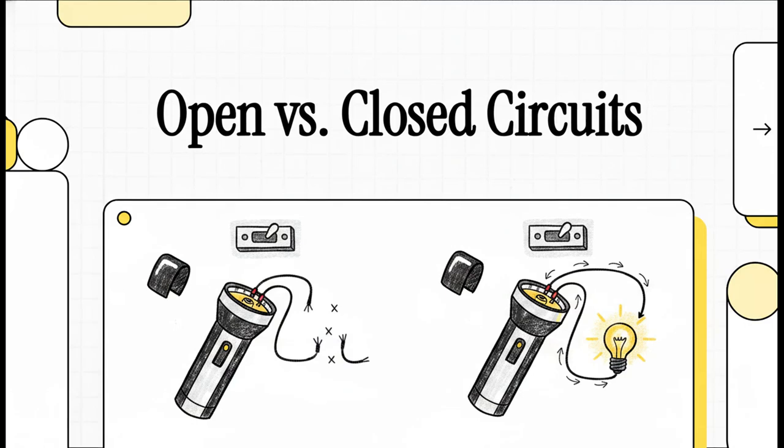Welcome to This Explainer. Today, we're demystifying exactly how electrical circuits work, specifically breaking down the fundamental differences between open and closed systems. Whether you're dealing with a simple everyday flashlight or the insanely complex wiring hiding right there inside your walls, understanding these two basic states is absolutely crucial. It's your ultimate key to grasping how electricity actually functions.